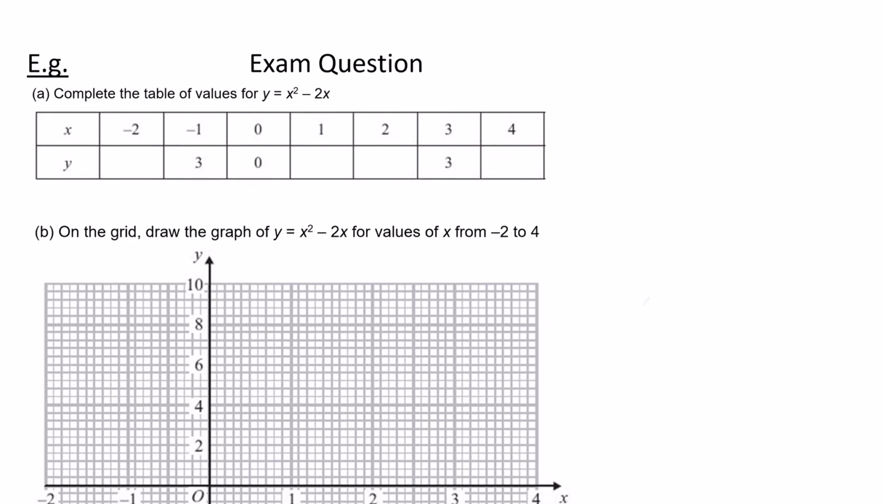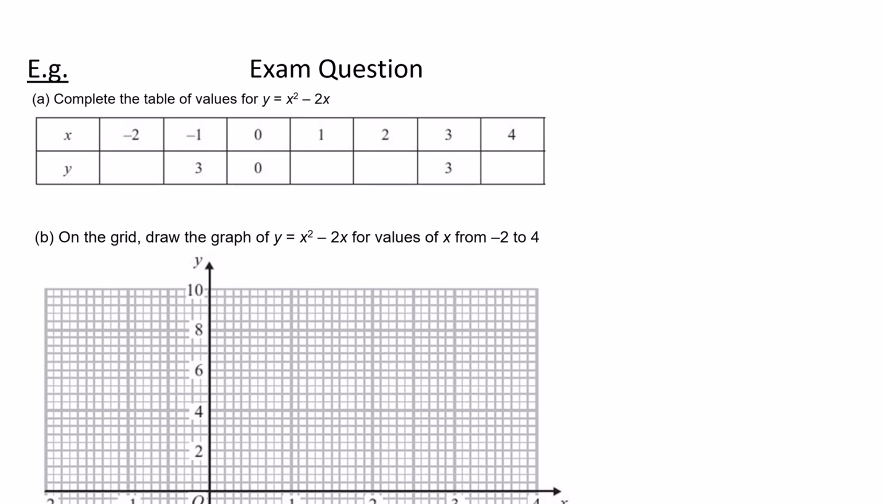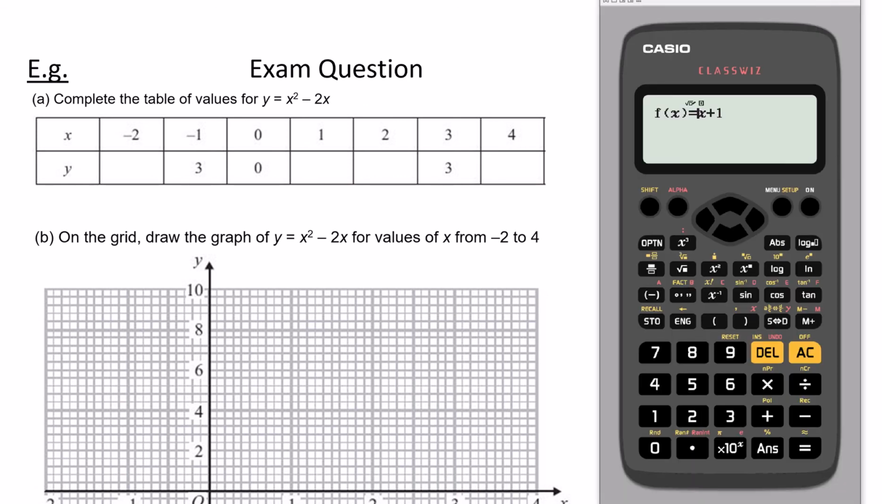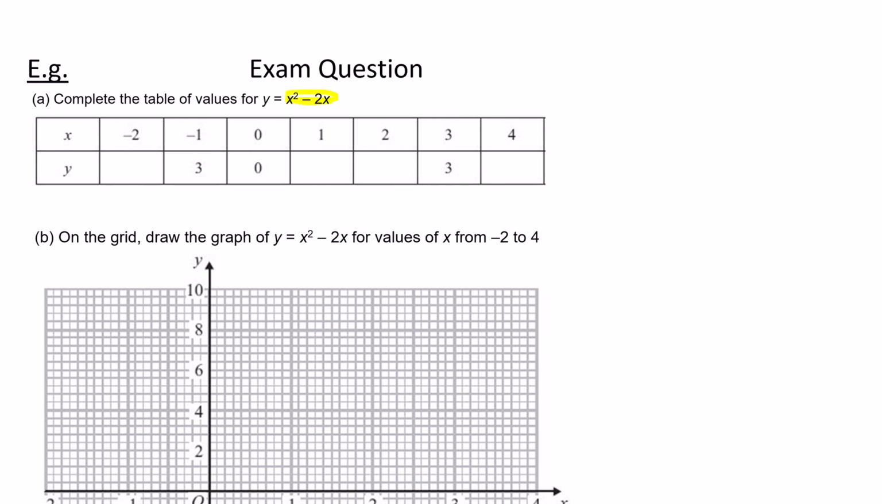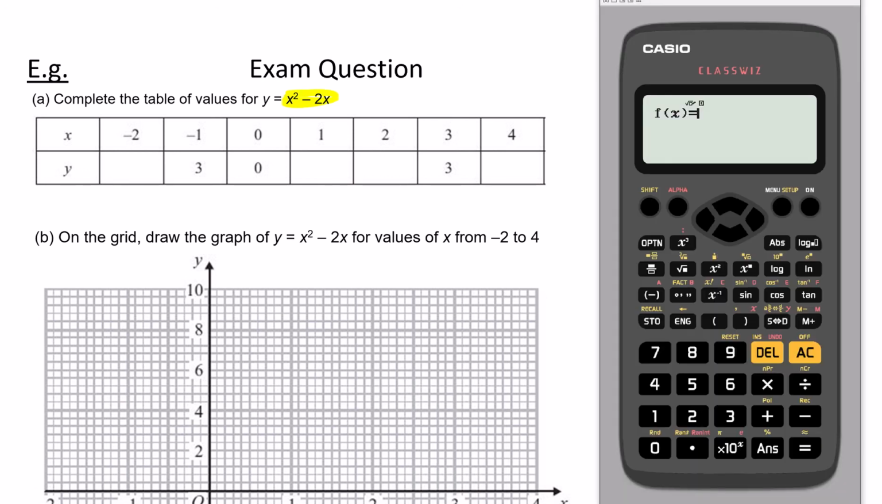So a typical exam question will start by asking you to complete the table of values and then to plot the non-linear graph. So for that, again, I'm going to use the calculator and I'm going to input the equation of the graph, which is y equals x squared minus 2x. So again, alpha bracket, so that's my x squared, minus 2x, and then alpha bracket to get the other x. And I'll press equal and I'll press equal again and it will tell me the start.